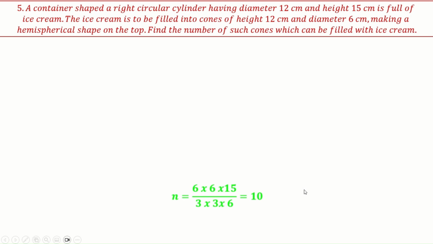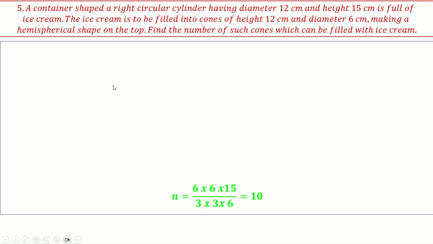A container shaped as a right circular cylinder, having a diameter of 12 centimeters and a height of 15 centimeters, is full of ice cream. The ice cream is to be filled into cones of height 12 centimeters and diameter 6 centimeters, making a hemispherical shape at the top. Find the number of such cones which can be filled with the ice cream.